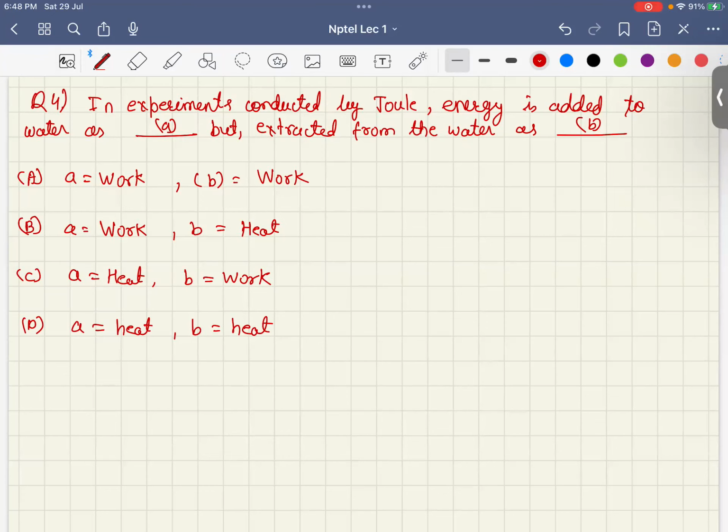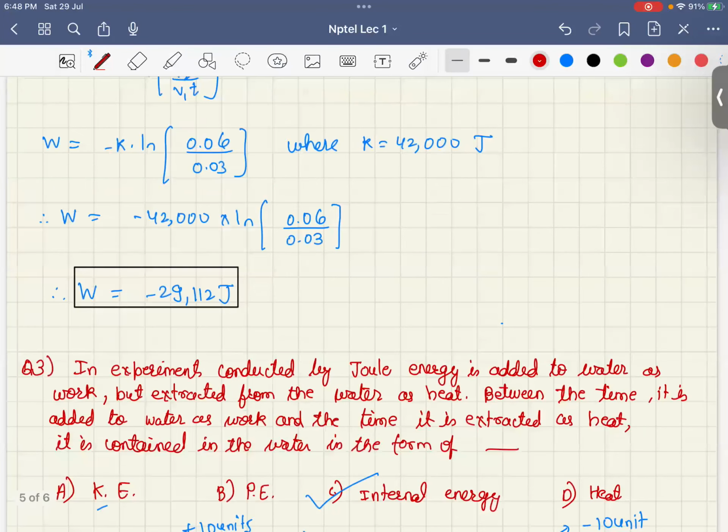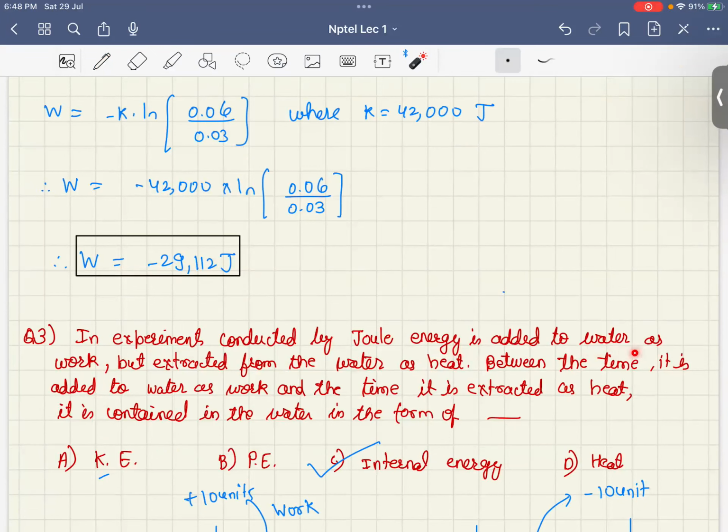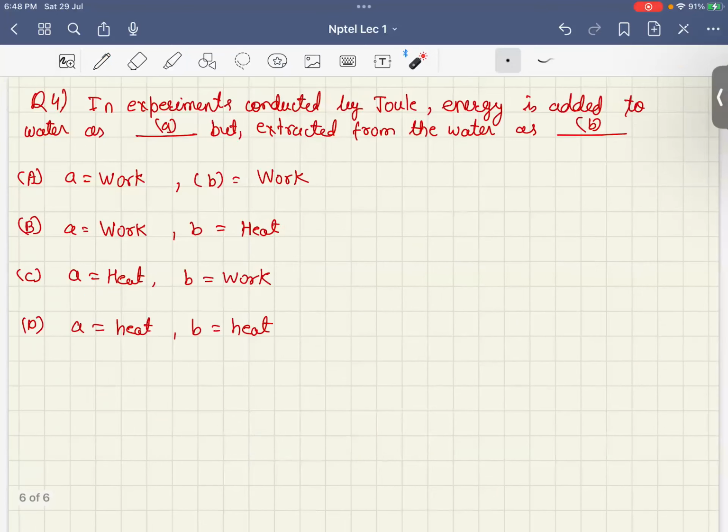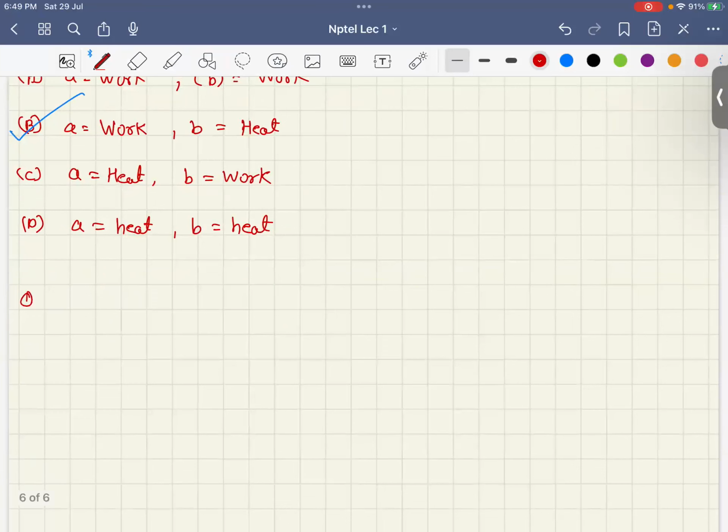So if you have listened to the previous question carefully, here energy is added to water in the form of work and extracted as a form of heat, right? What is the correct answer? Work and heat, so option B is the correct answer. Anybody has any doubt? I'll wait for a couple of minutes.